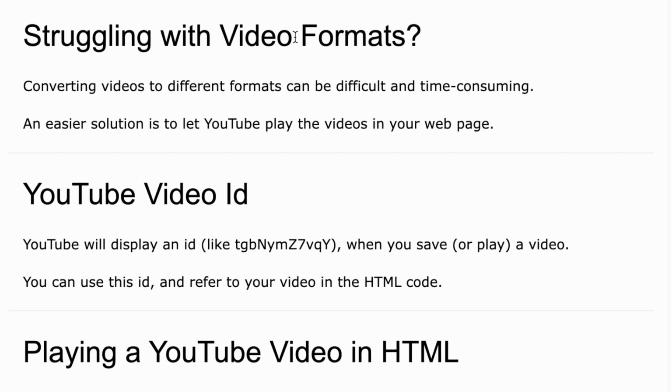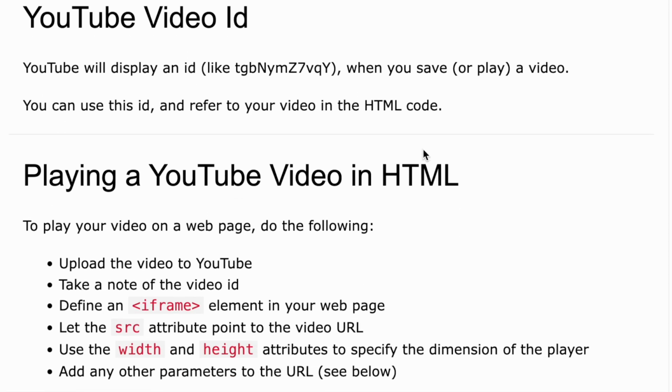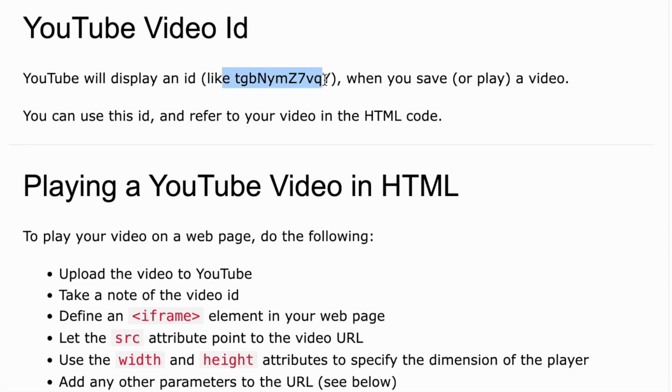If you're struggling with video formats and it's a hassle to convert videos to different formats, it can be difficult and time consuming. An easier solution is to let YouTube play the videos in your web page. YouTube will display an ID like this when you save or play a video, and you can use this ID to refer to your video in HTML code.